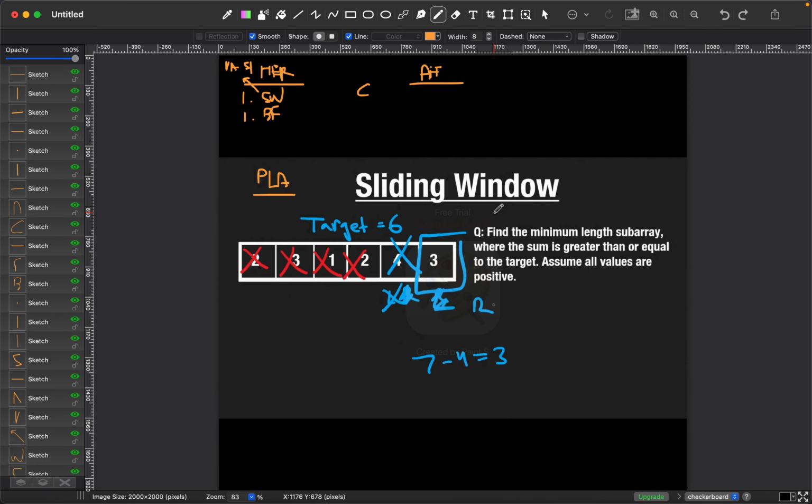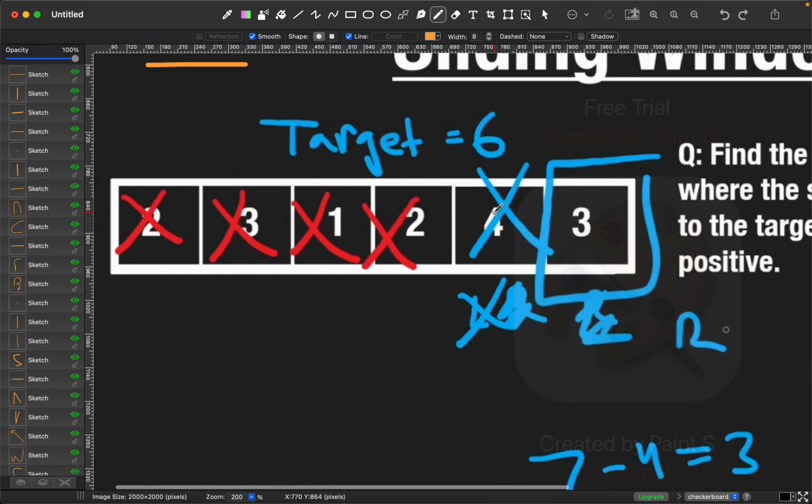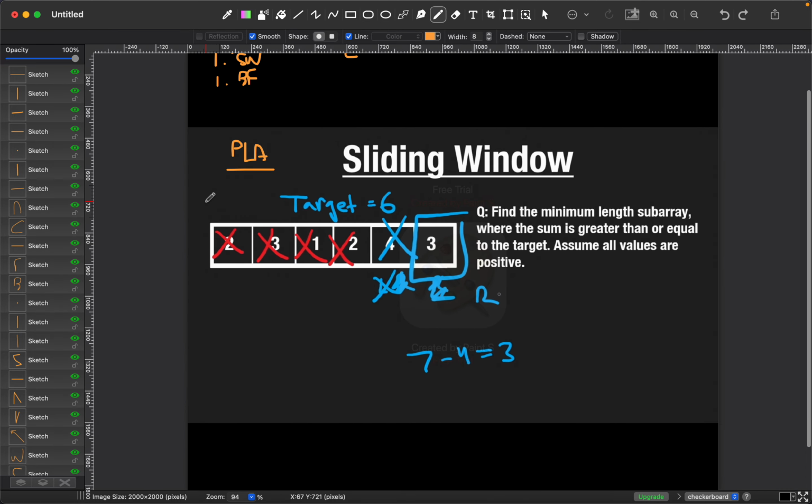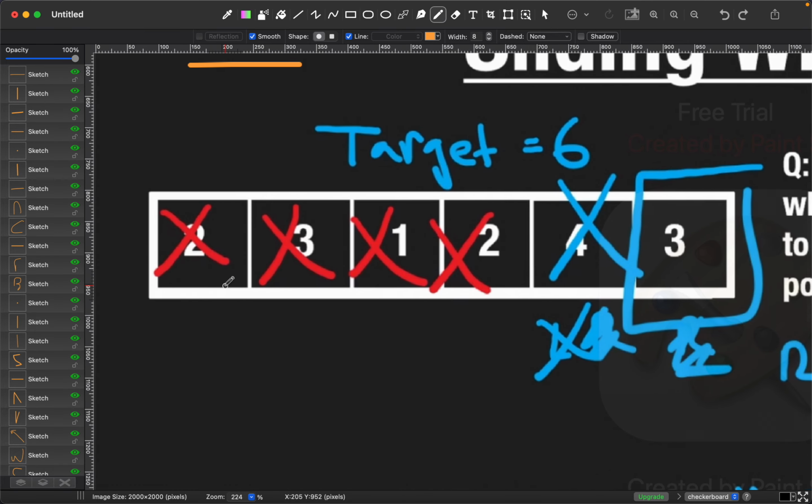The playout series. Cool. So first up we have two. So we have the L and the R set at the start, so it's like within this window per se. And then we ask, is the total value towards the target, which is 6? It's not.